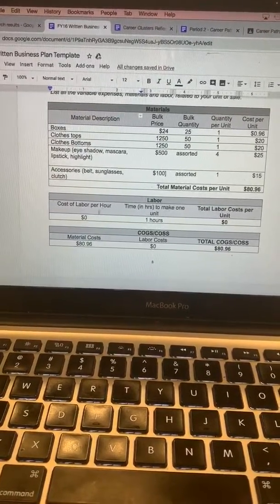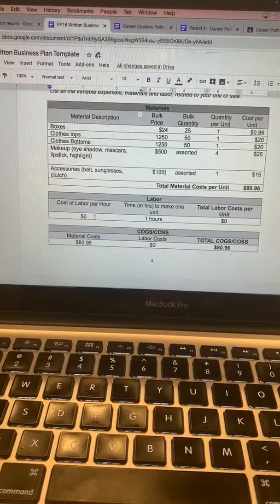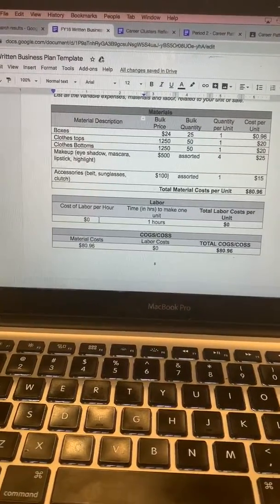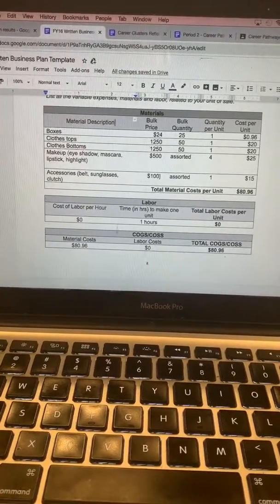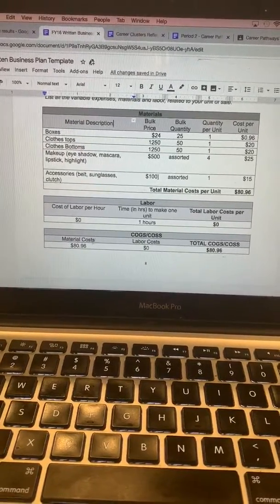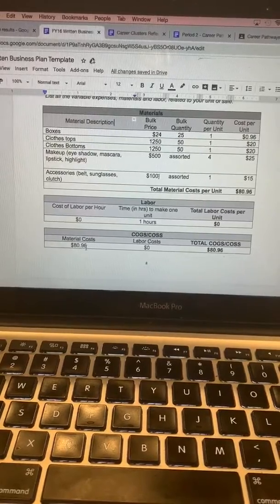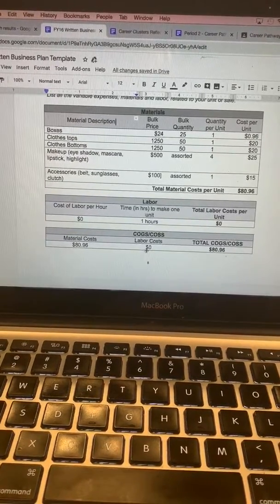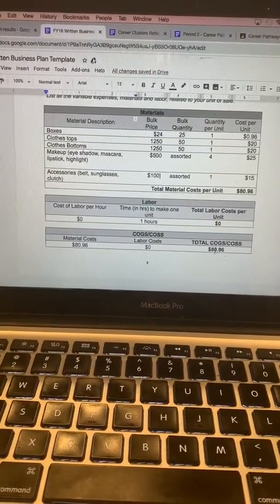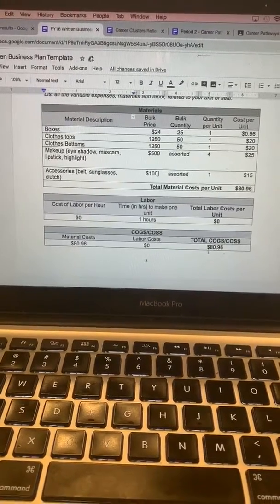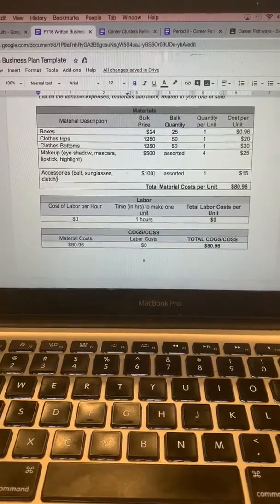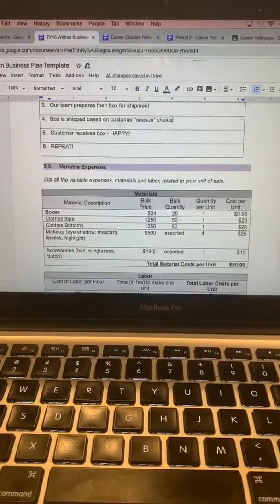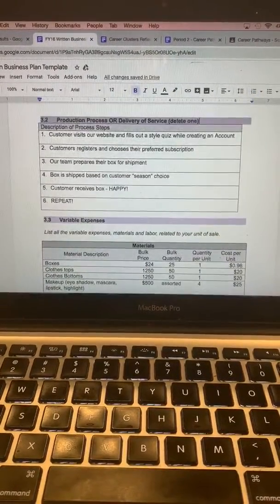For labor, they weren't paying themselves any money for these boxes, I guess because they didn't really manufacture any of the items. They really were just packing the boxes, so they didn't charge for labor. Material cost is repeated here. Labor is still at 0, which makes your total COGS $80.96. All right, and that is section 3.1 through 3.3.